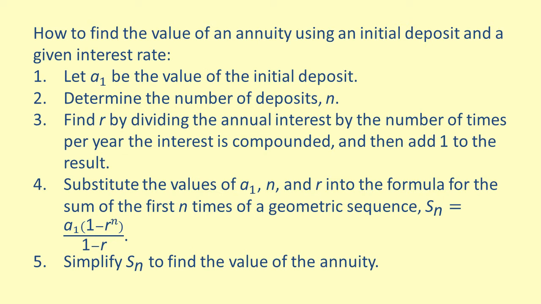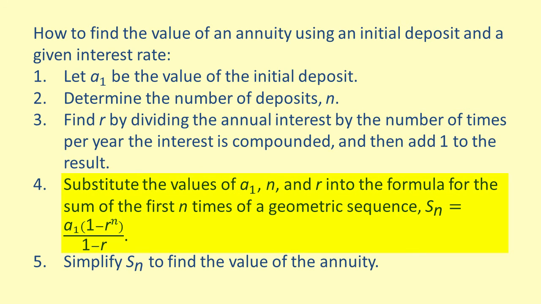There are several steps that need to be taken in order to calculate an annuity. First, we must determine the value of the initial deposit. Set that equal to A1. Then, determine the value of N, which is the total number of deposits. Next, we have to calculate the value of R. We can do that by dividing the annual interest rate by the number of times per year that the interest is compounded, and then adding 1 to the result.